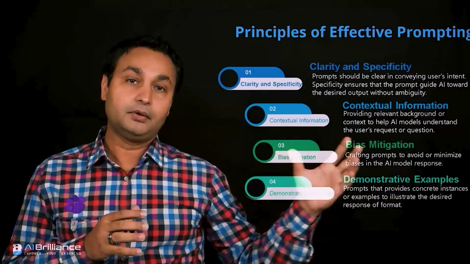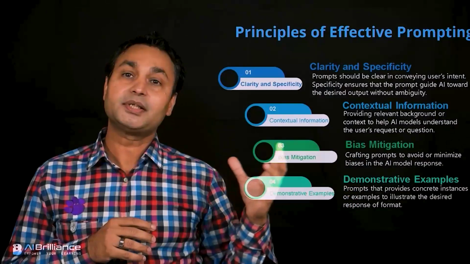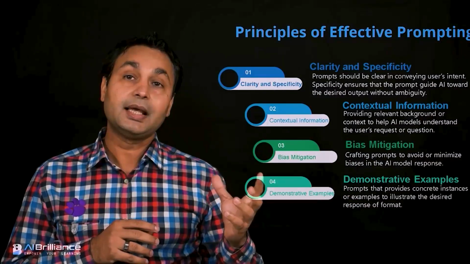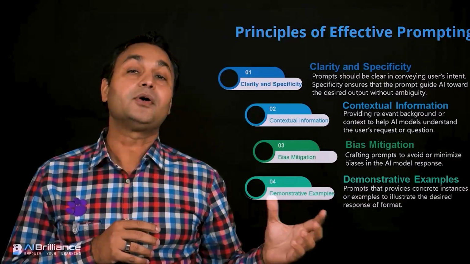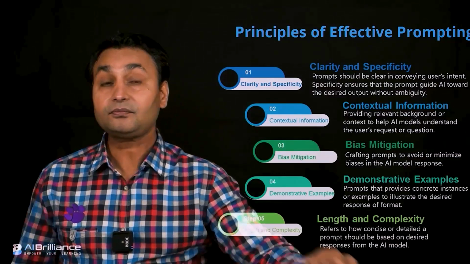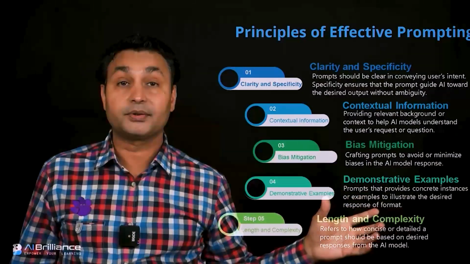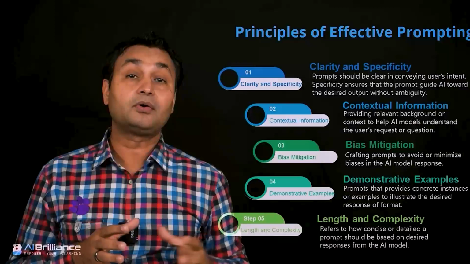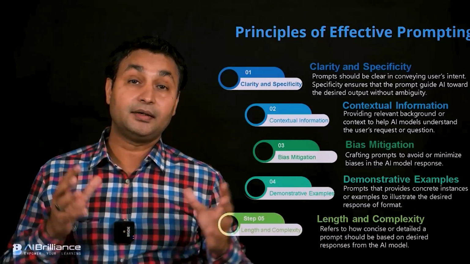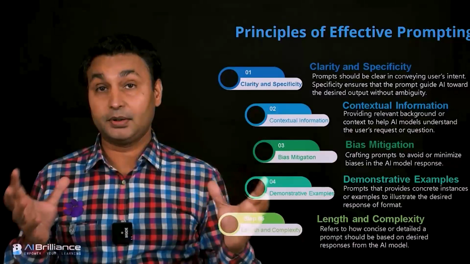When you're using demonstrative examples, giving some examples so that it can understand your question from a different perspective, a different lens, and provide you a more suitable response is also one of the principles for effective prompting. And finally, length and complexity. This refers to how concise or detailed a prompt should be based upon the desired responses that you want from the ChatGPT kind of model.